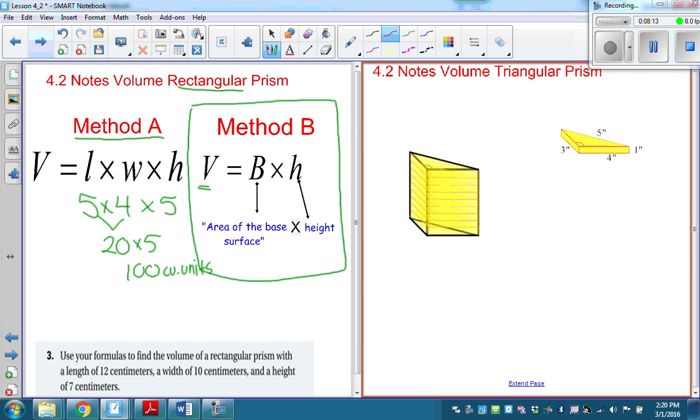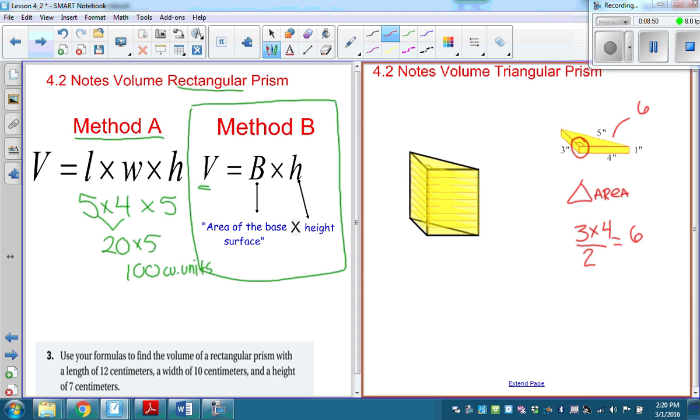So the area of a triangle, here's the right angle. What's the rule, Bree, for triangle area? It's base times height divided by 2. Perfect. So we look for the square angle to find the base times the height. And we get 3 times 4 divided by 2, which is 6. So this has an area of 6, and it's 1 unit high. So we say that piece has a volume of 6 units.